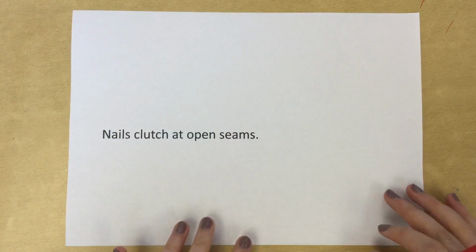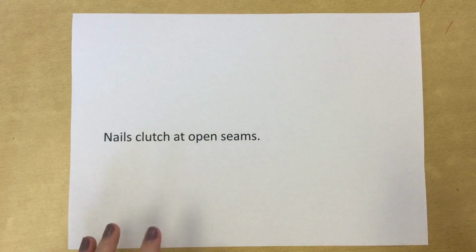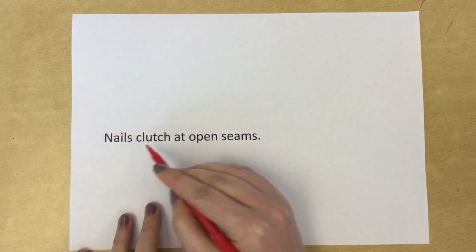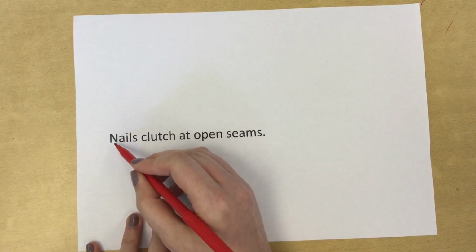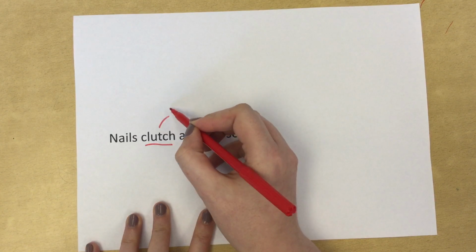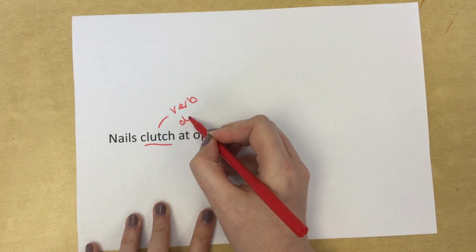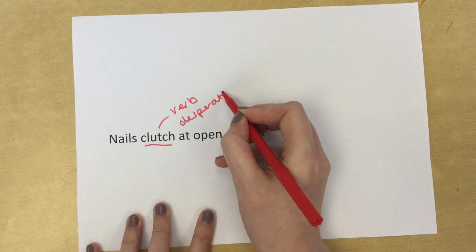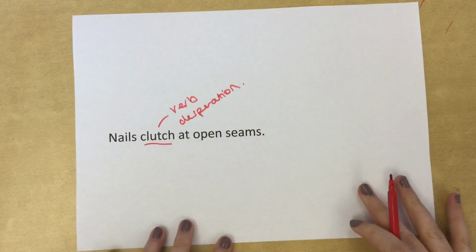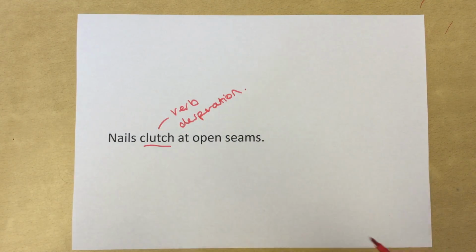So moving on, second quote, nails clutch at open seams. Now, first of all, you have the first section, nails clutch. You've got the verb clutch, which shows the desperation of the people who live there, the people who are trying to hold together their community and hold together these homes because it's the only place they have.